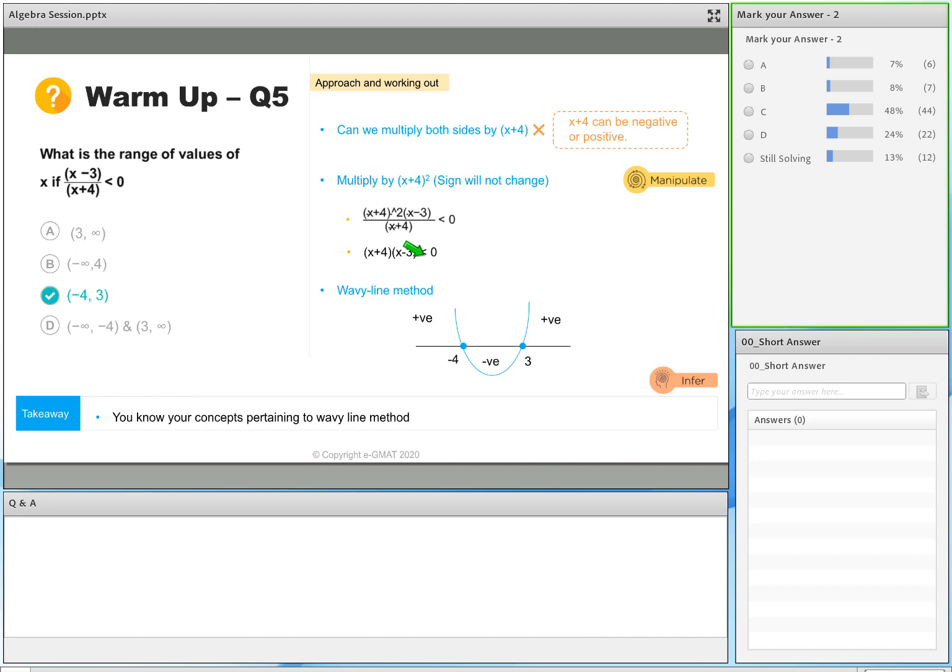If only you check once more, okay, am I answering the right thing? You'll never fall in that trap. All right, I hope everybody understood this.